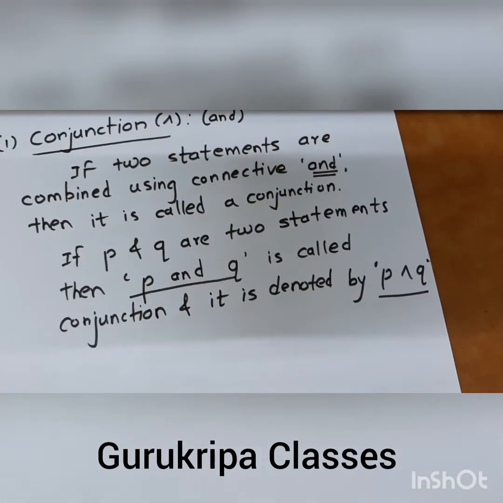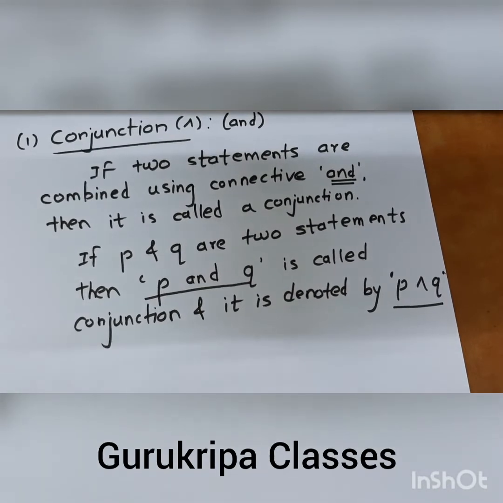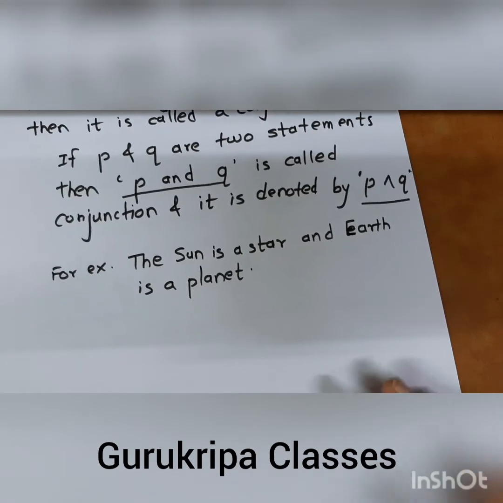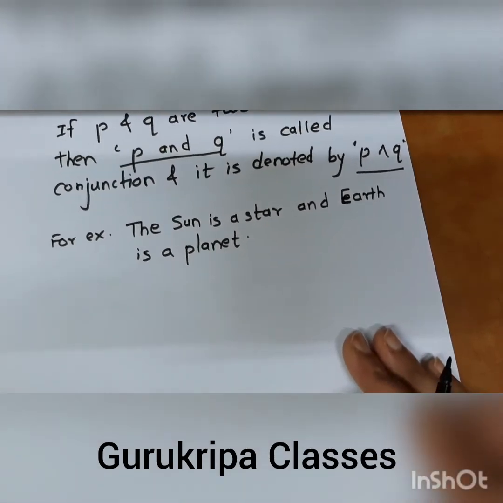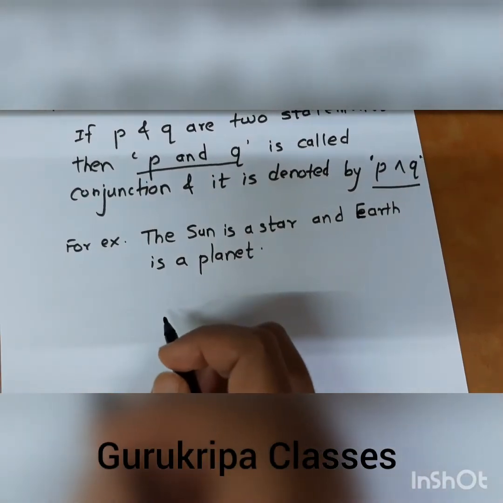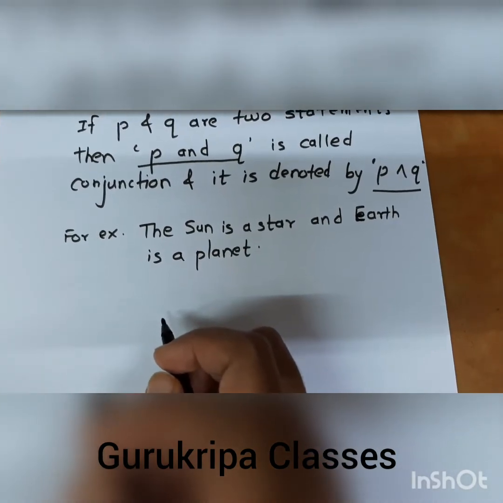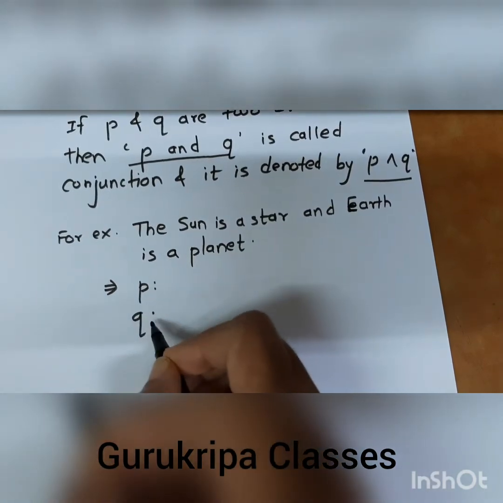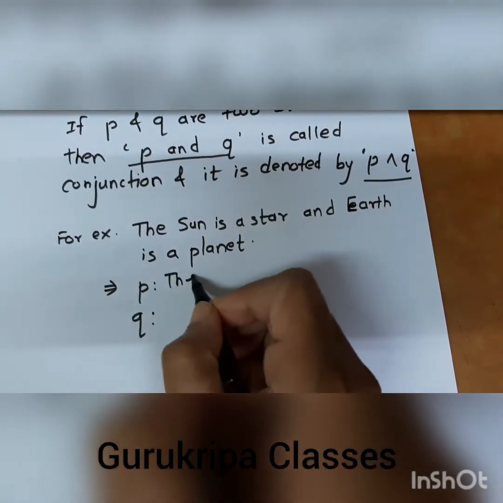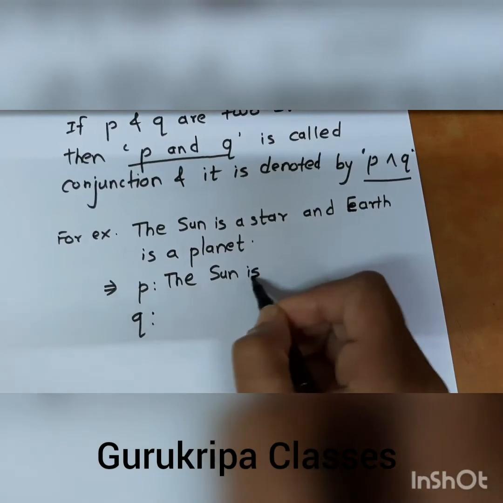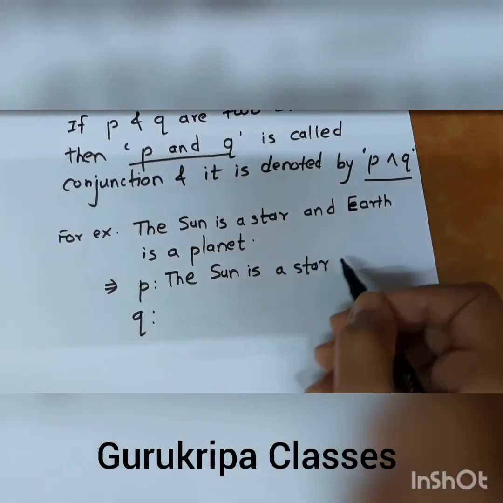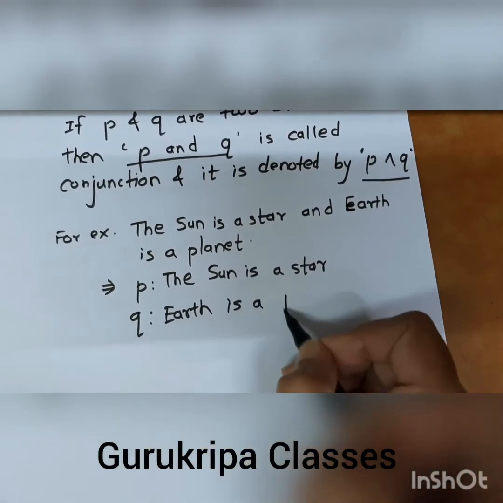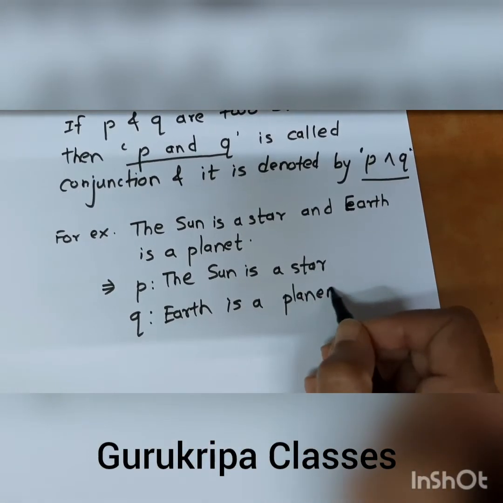So I will write the truth table. Before that I will write here an example. For example, the sun is a star and earth is a planet. Okay, if I want to write this in symbolic form, how will we write it? I will give names to these statements. The first statement, the sun is a star, is P. And see the second statement, earth is a planet. This is the statement Q.